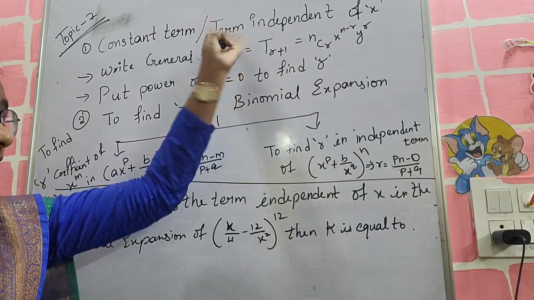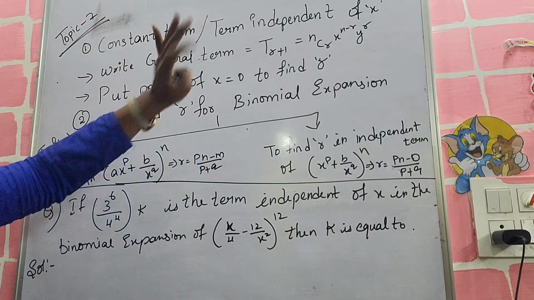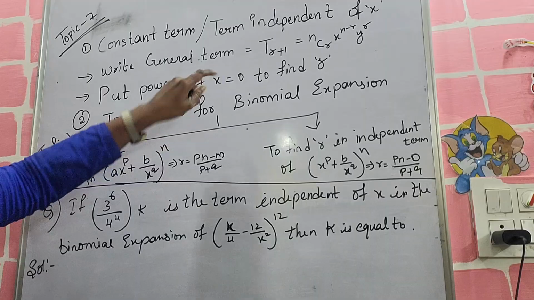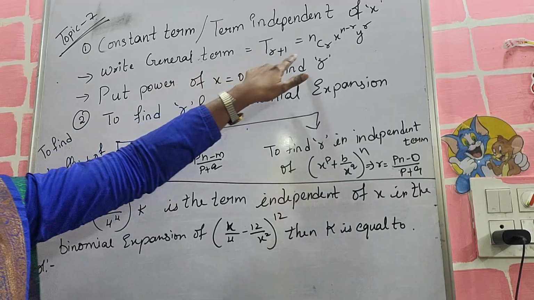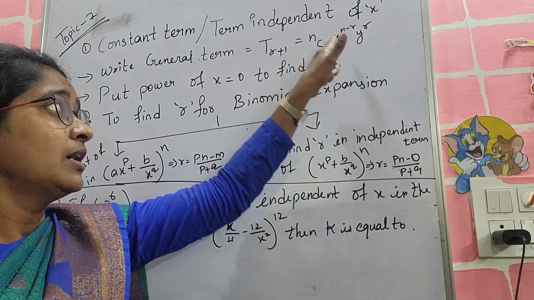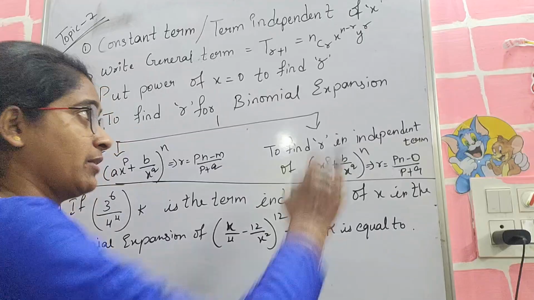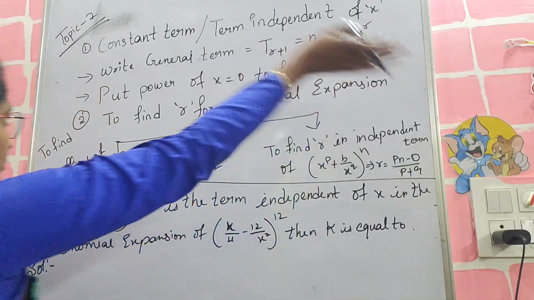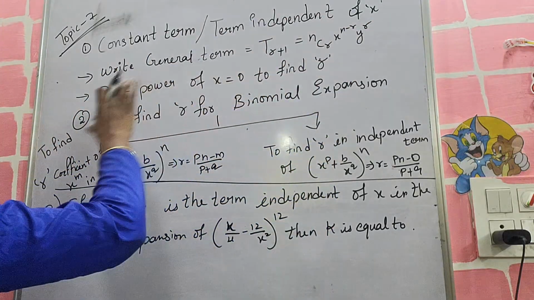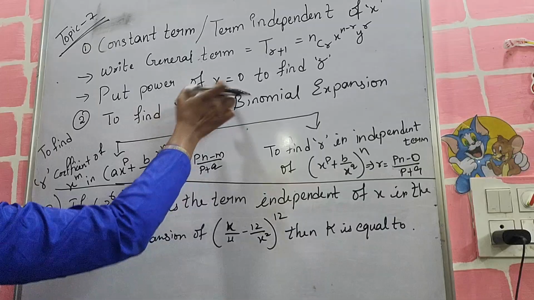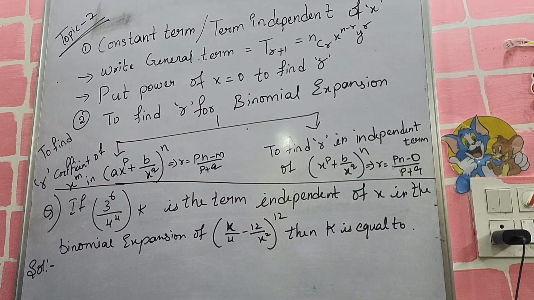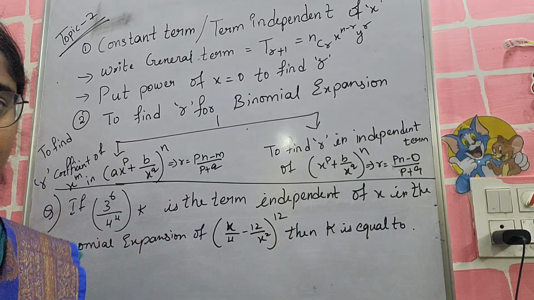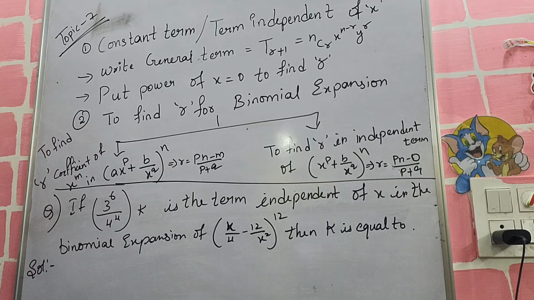First of all, if they are asking us to find a constant term or independent of x term, then first of all you're going to write T(r+1) is equal to nCr x power of (n minus r) and y power of r. This is a general form, you already know it. Then put the power of x equal to 0 to find the value of r. To find the value of r, you're going to keep the x power as 0.